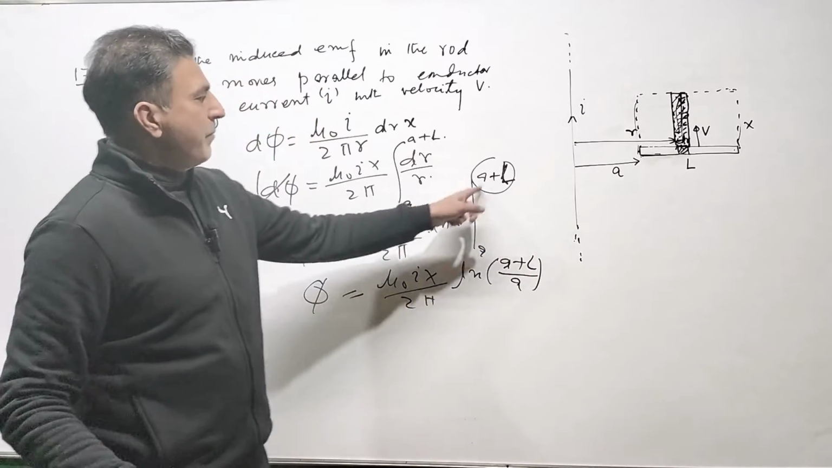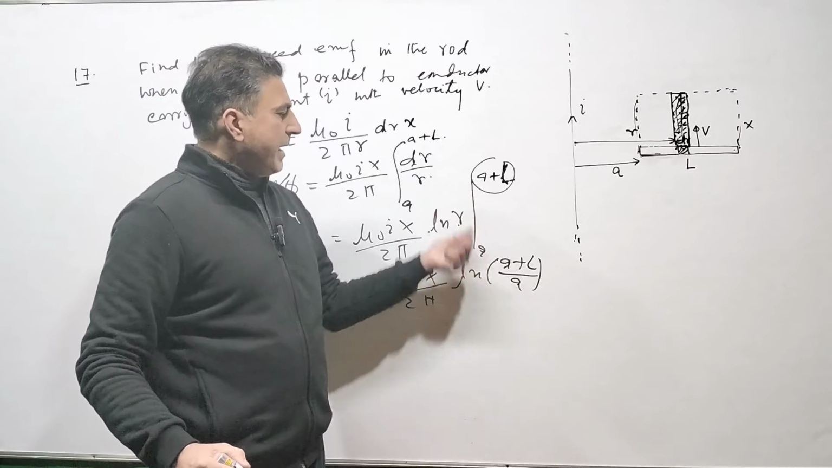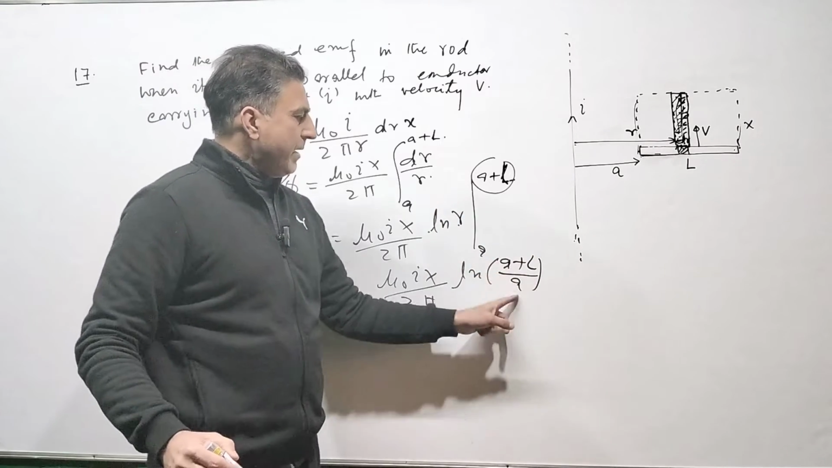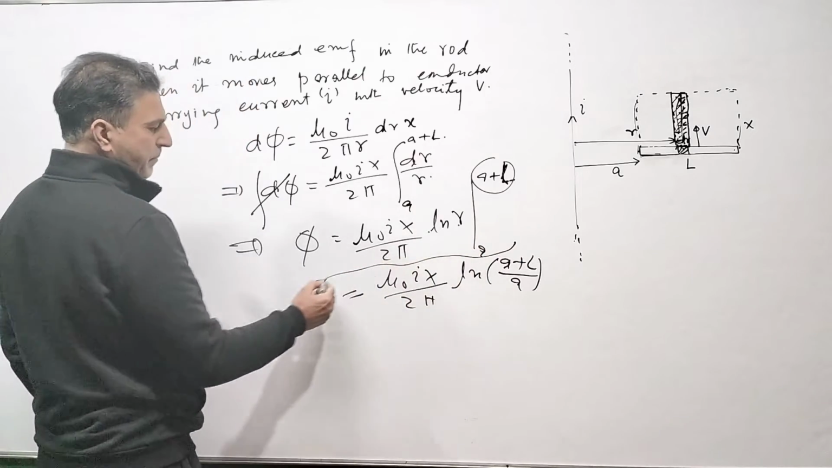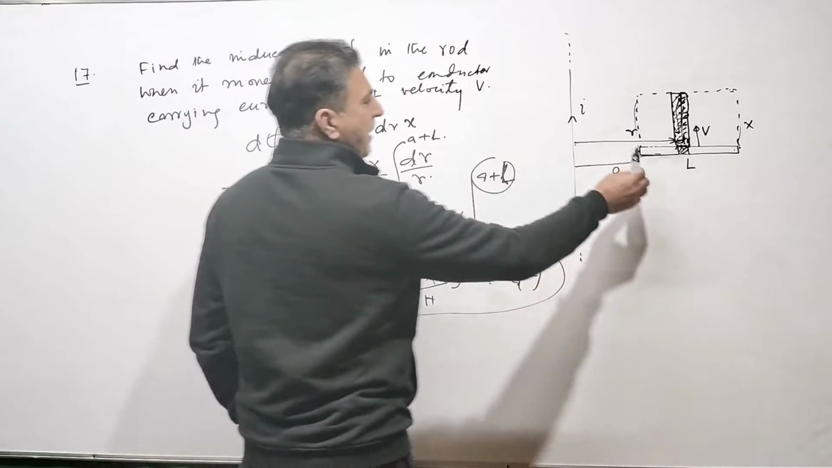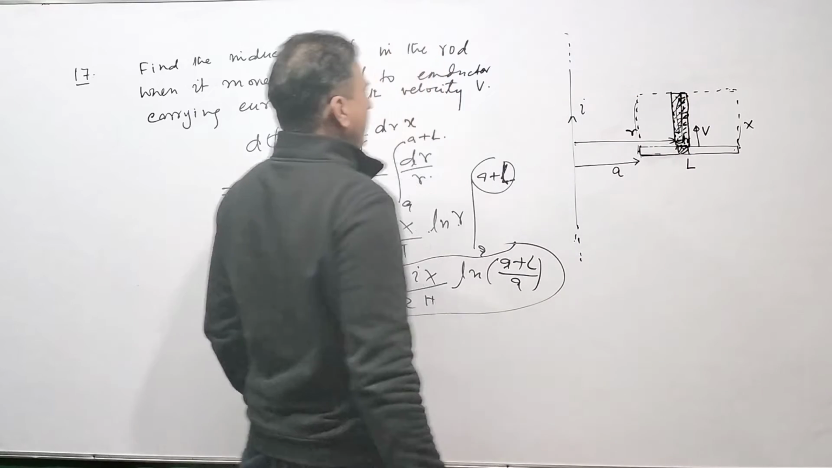So it will be ln of A plus L minus ln of A, but that can be put into ln of A plus L by A. Okay? So that is the flux. I got the flux. It is the flux which it cuts when it goes in the upward direction.